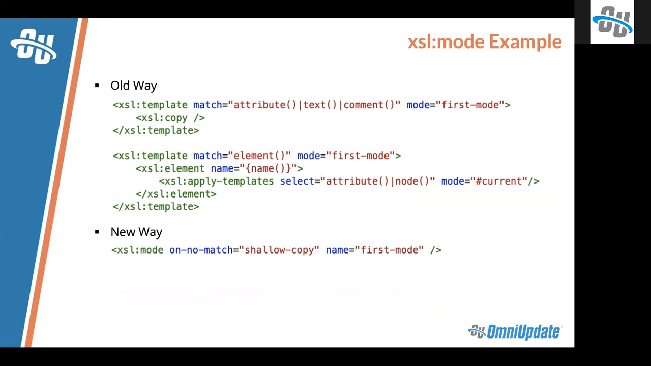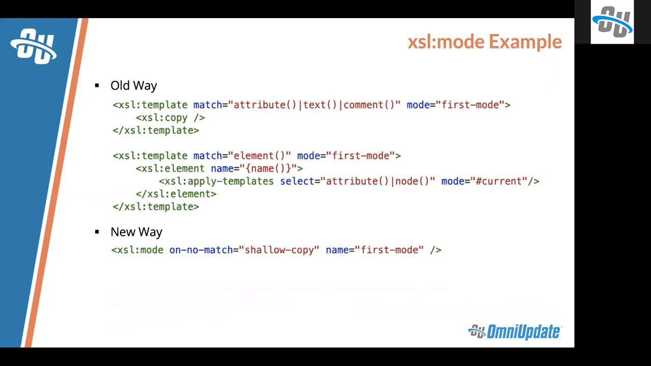So you can see at the top, we have the old way. You can see that we have 2 template matches. In the old way, there was a template match for all of the attributes, all of the text, all of the comments. And then we define that the mode is called first mode, and we're just doing a copy of those.